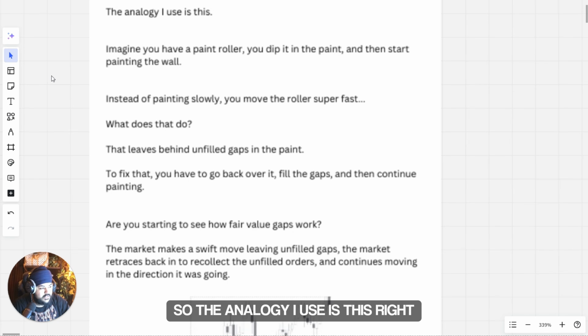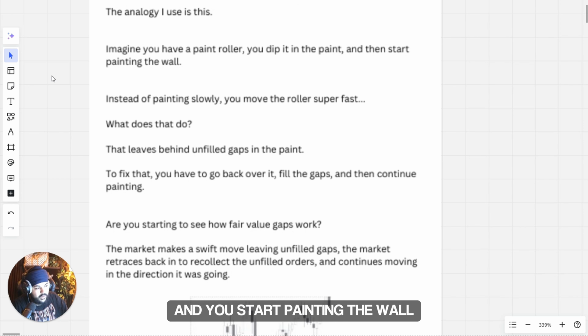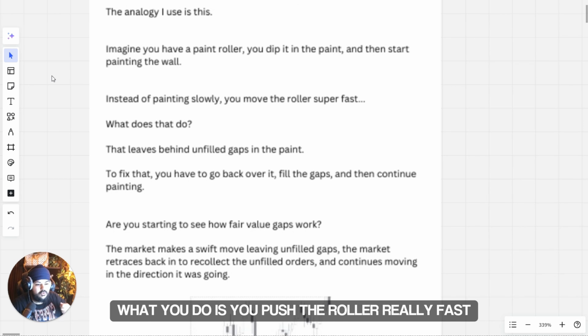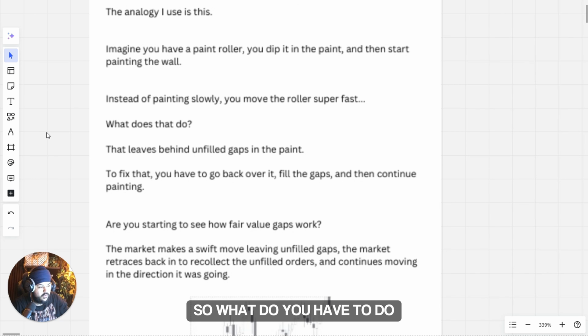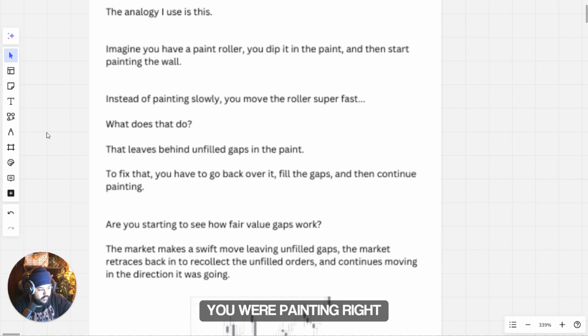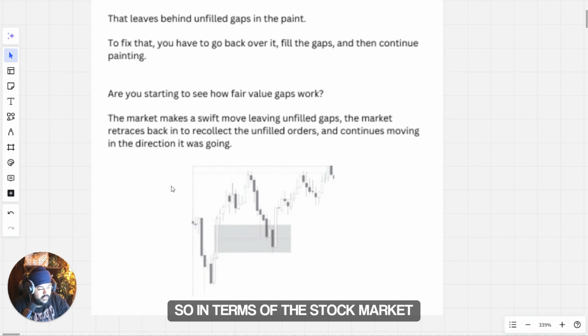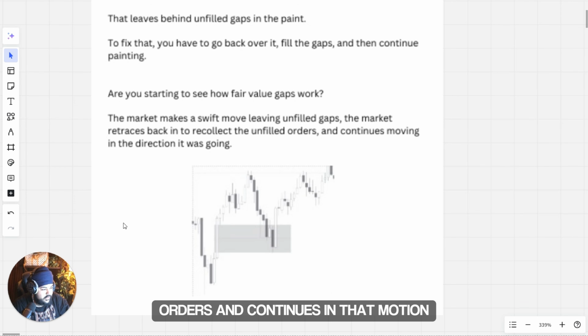The analogy I use is this: imagine you have a paint roller. I'm assuming a lot of you guys have painted walls before. You dip the paint roller in the paint and you start painting the wall. Now, instead of painting slowly, you push the roller really fast and it leaves behind unfilled gaps in the paint. So what do you have to do? You have to go back over it with the paint and then continue painting in the direction you were painting. So in terms of the stock market, the market makes a swift move, leaving unfilled orders or gaps. Then the market retraces back in to collect the unfilled orders and continues in that motion.